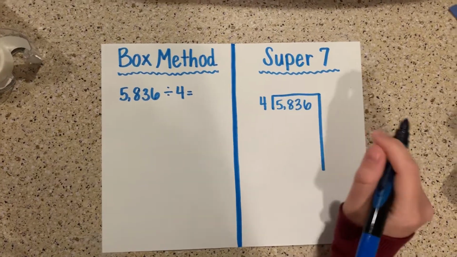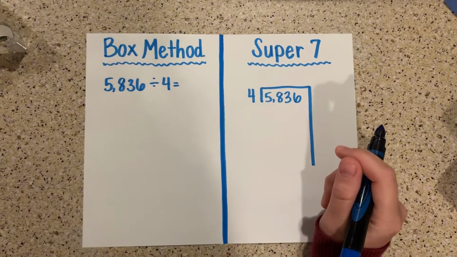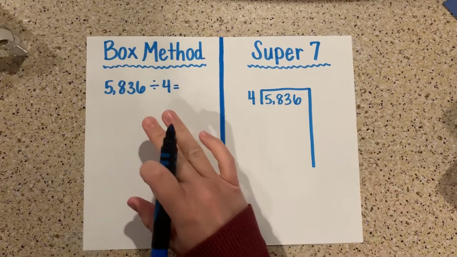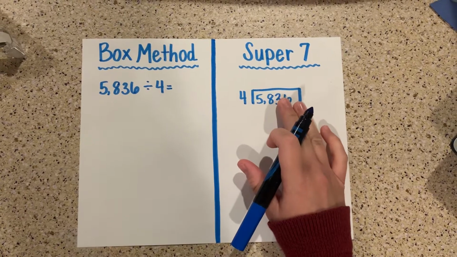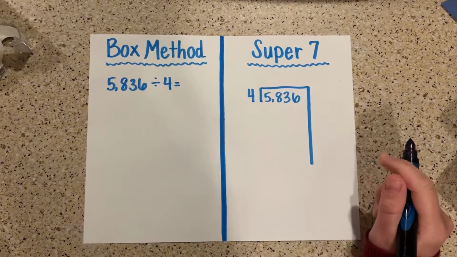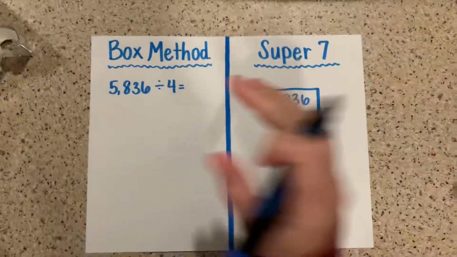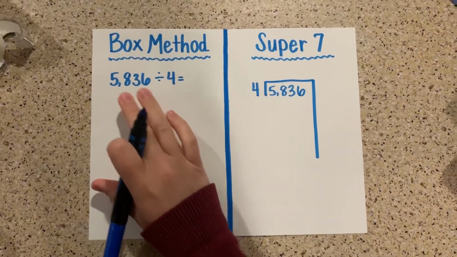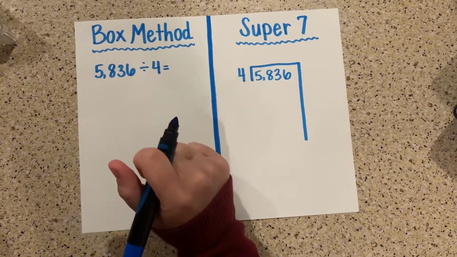All right, everyone. Today I wanted to show you how to divide multi-digit numbers using an array or the box method and a partial quotient method called the Super 7 or the almost standard algorithm. So for the box method, we are going to be dividing 5,836 into 4 even groups.